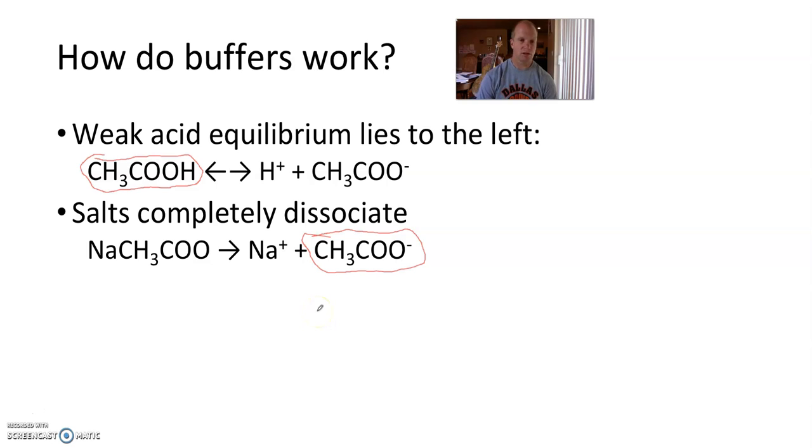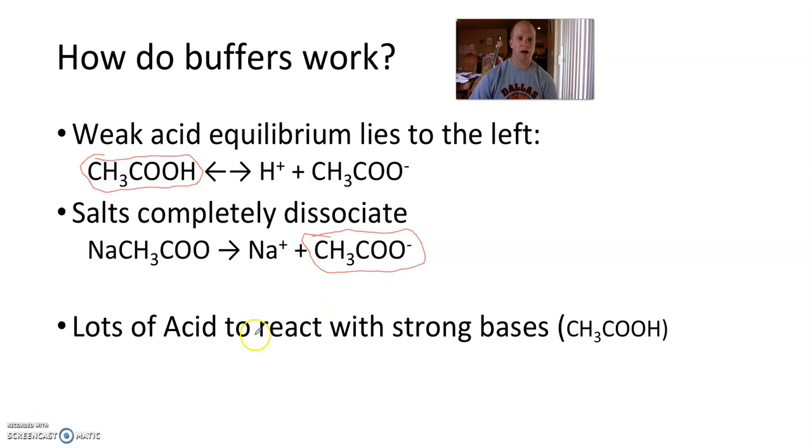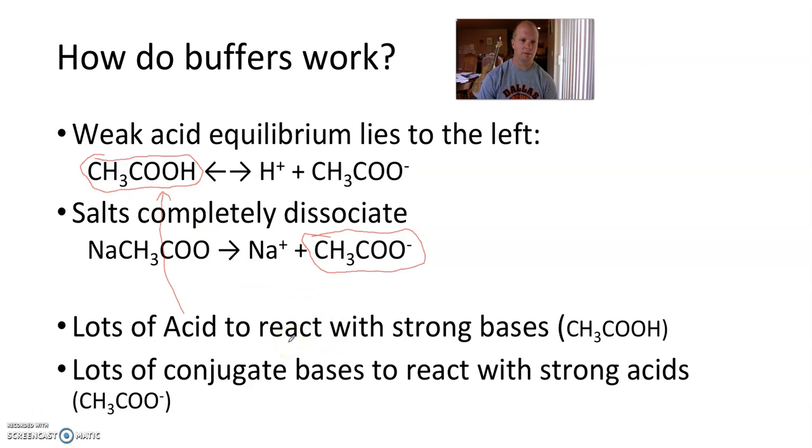So that means we've got lots of acid here to react with strong bases, okay? And on the flip side, we have lots of conjugate base to react with strong acids. So therefore, when we add either strong acids or strong bases, the system can react with those and neutralize them without changing pH very much.